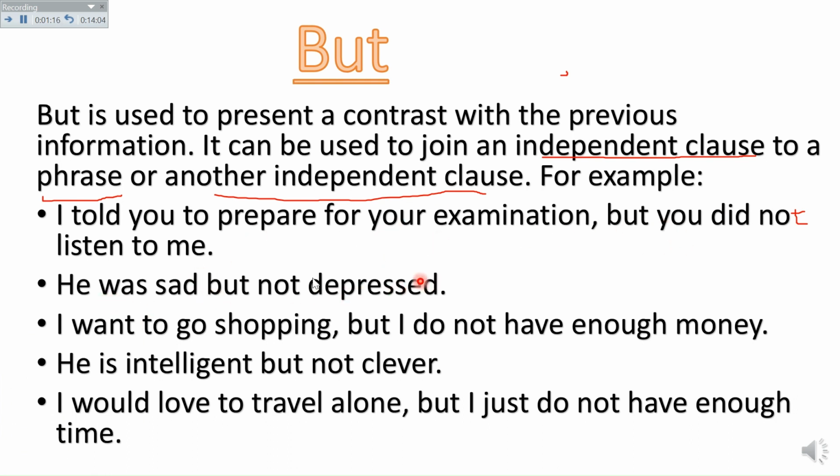He was sad but not depressed, right? So it's also a contrast. Since these are an independent clause and a phrase, he was sad is the independent clause, not depressed is a phrase. So we will not use a comma here. I want to go shopping, but I do not have enough money. Why can I not go shopping? Because I do not have enough money, which is the contrast. So these are two independent clauses, and we will use a comma here.